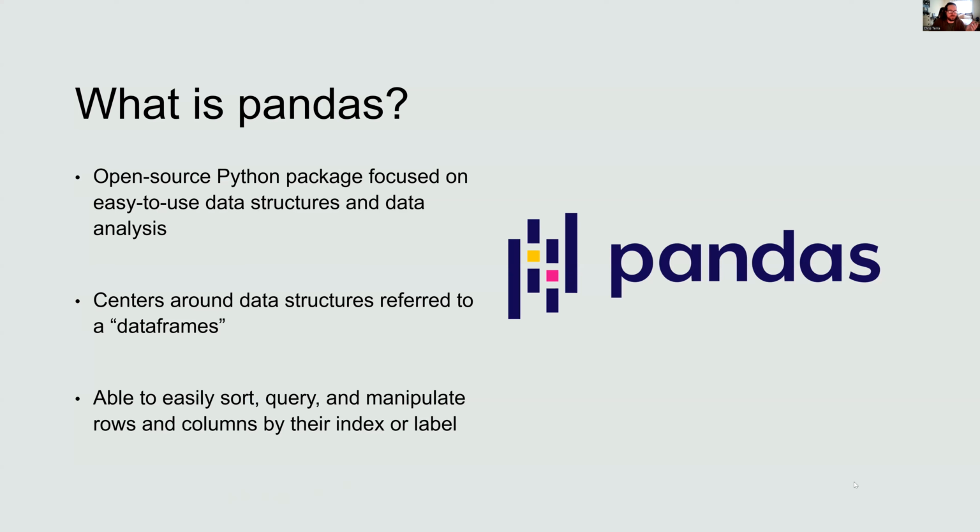Data frames are more or less specific to pandas. It's a way of saying, here's a loose interpretation of a database. Its main draw is that it's able to very easily sort, query, and manipulate the rows and columns of the data frames, either by their index or their label, or by using Boolean logic. We'll be talking through a good amount of that over the next bit of time.